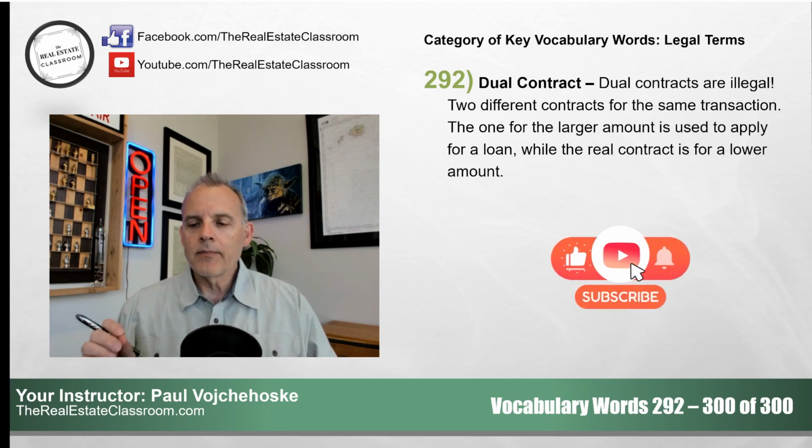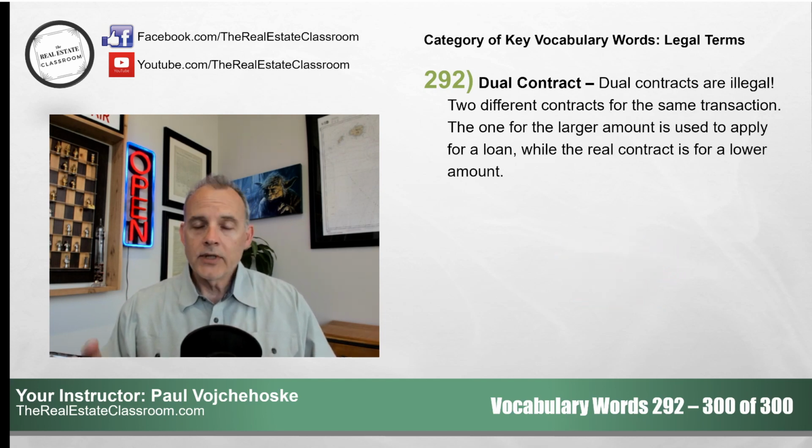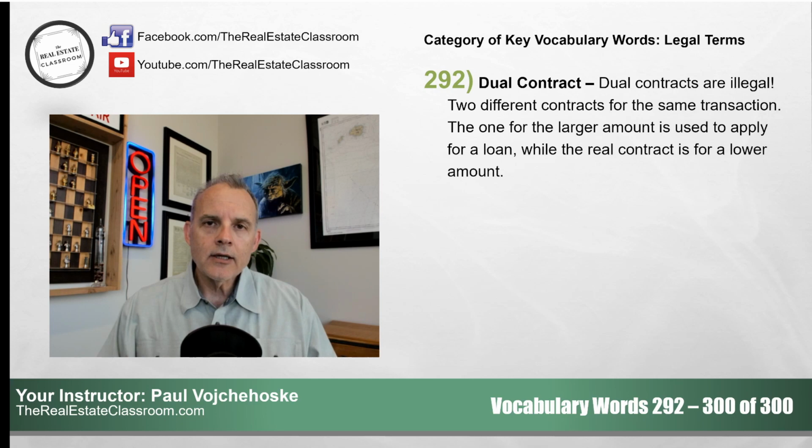So let me give you an example. Buyer and seller agree to purchase the property for $100,000. They draw up a contract that is for the price of the home. However, the buyer and seller draw up a second contract for $150,000, and that contract is given to the lender. So the lender processes the $150,000 transaction. It goes to closing, and the seller gets $150,000, and then the seller kicks back $50,000 to the buyer.